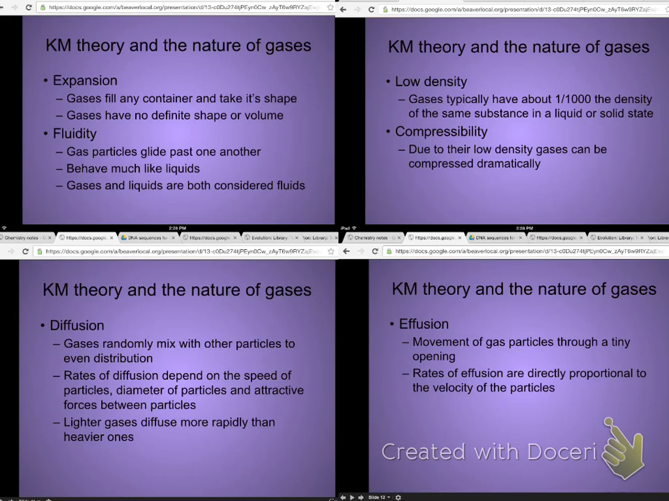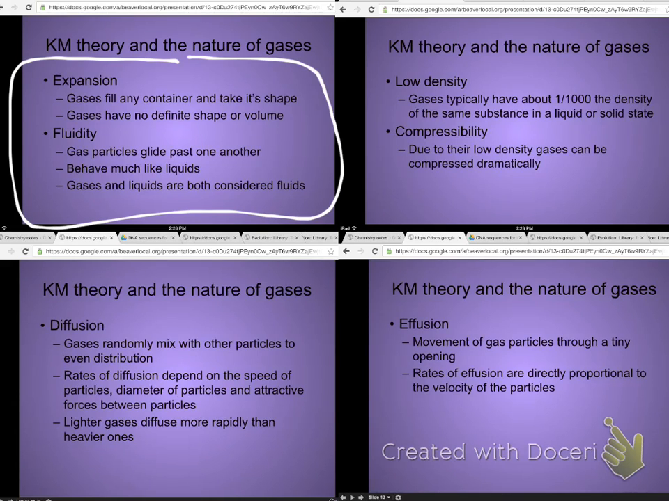These are really just things that describe how gases behave, but they describe them in the light of kinetic molecular theory, chem. So all of these, when you were doing your close reading, you probably thought, well, duh. Gases fill a container. Gases don't have a definite shape. They don't have a definite volume. Whatever container you put a gas in, it will expand to fill it. They are expansive.